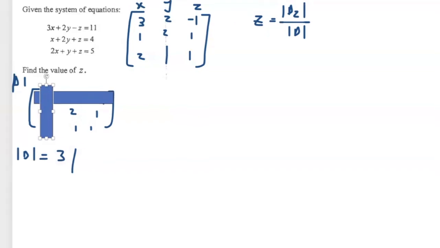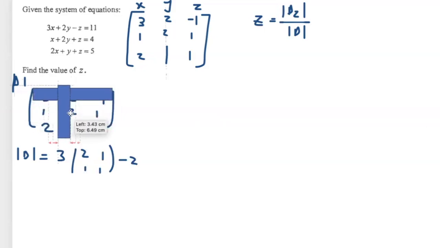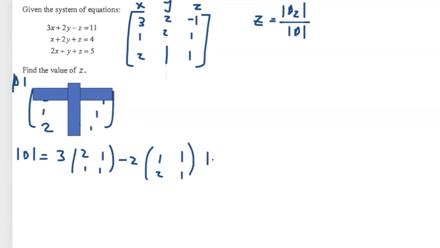So we're going to have 2, 1, 1, 1, minus, don't forget the center 2. So we take the first row, which is 2, and then once again remove the first row and the middle column. So we're going to have 1, 2, 1, 1. And then plus.